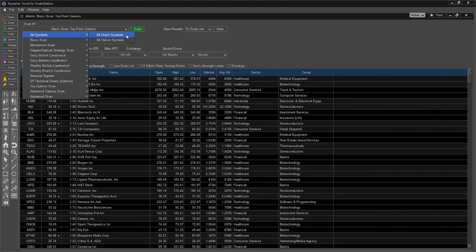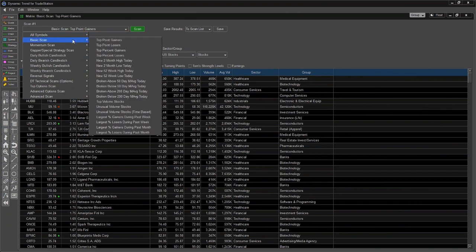Or just show me underlying symbols that meet a specific criteria. Under our basic scans, we have top point gainers, point losers. These are all standard type scans that you would see anywhere. We have breakout type scans here, so something that's generating a 2-month high today or a 2-month low. Most of these are breakout type scans.